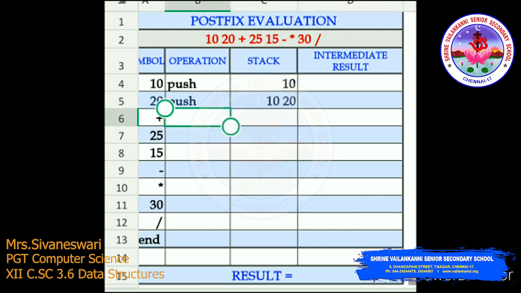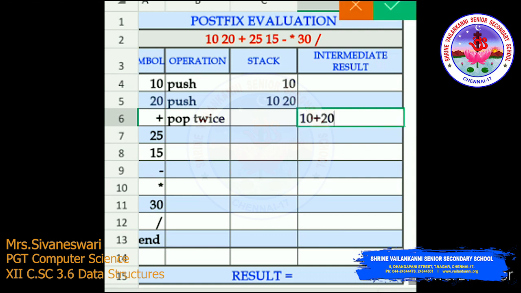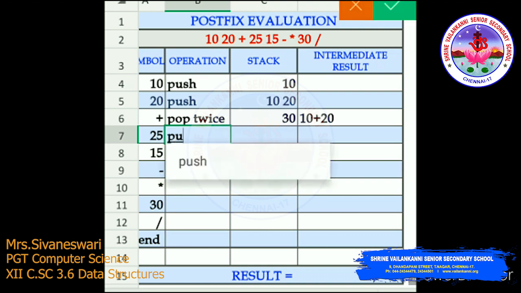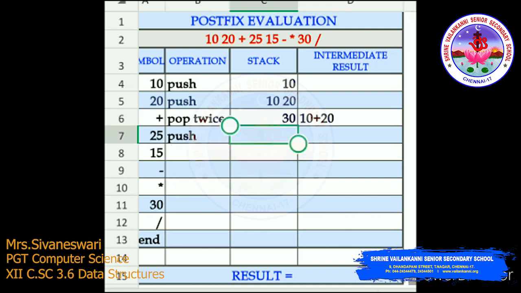Now there is a plus, which is an operator. So now we have to pop twice to perform the operation. So 10 and 20 are popped out. Under the intermediate result we have 10 plus 20, which is 30. That 30 is pushed into the stack. Now there is an operand, so push. Under the stack we have 30 and then 25.